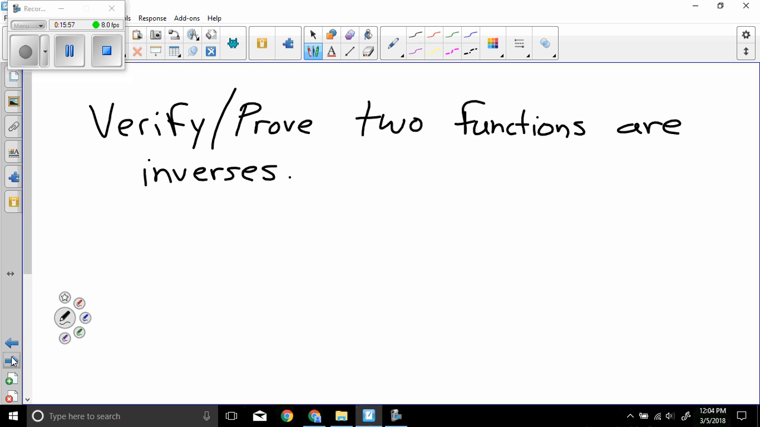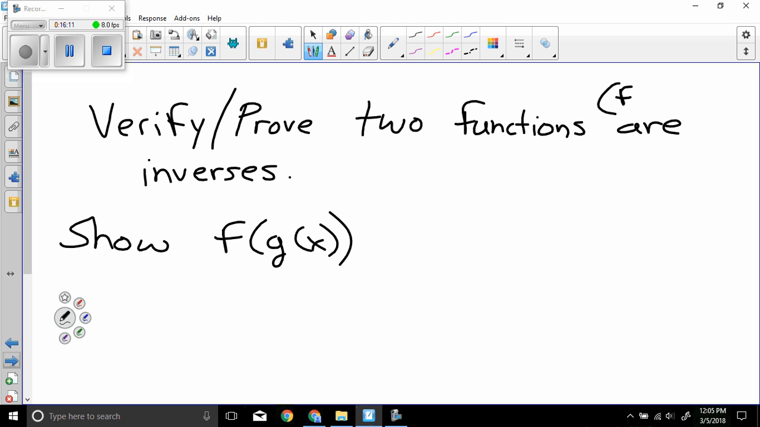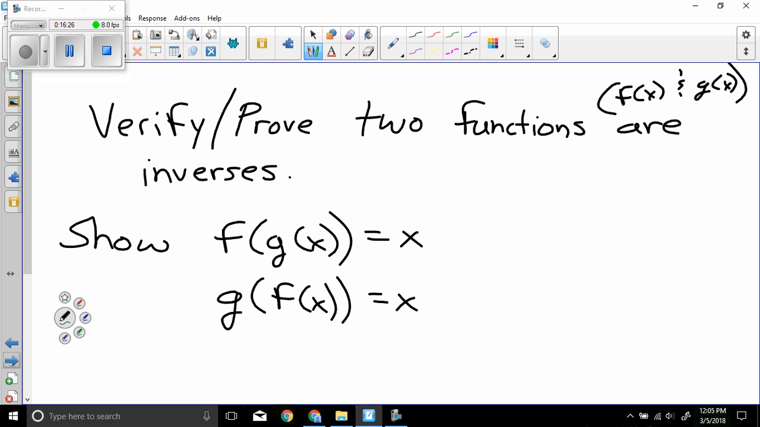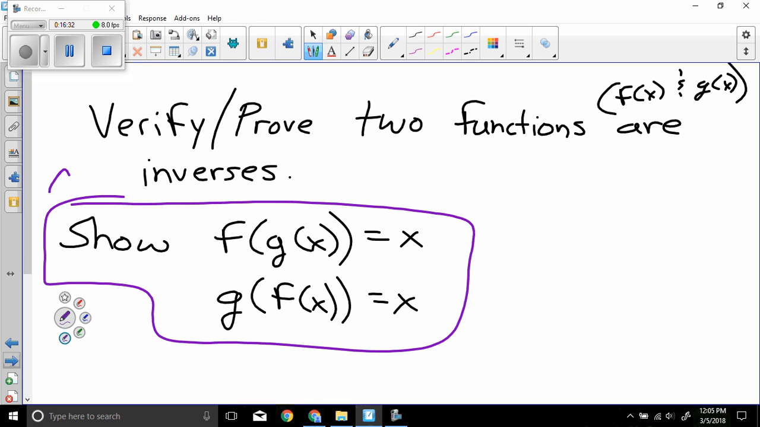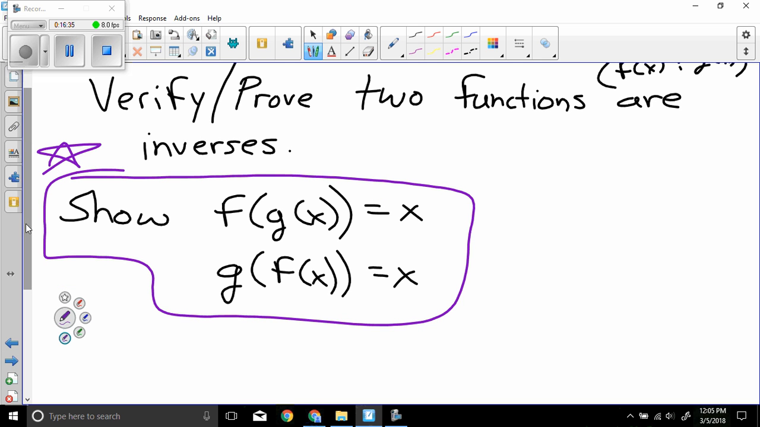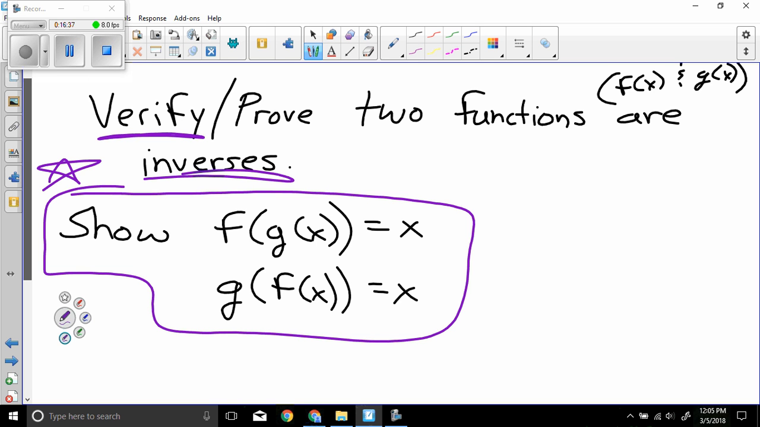To do this, we must show f of g of x, and I guess up here I should say two functions. We'll call one f of x and the other one g of x. So f of g of x equals x, and then I also must show g of f of x equals x. This absolutely needs to be written in your notes. This is how you go about verifying things are inverses.